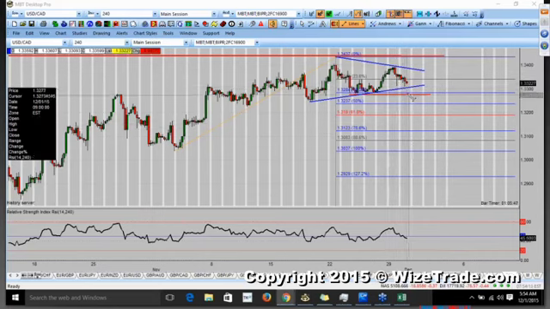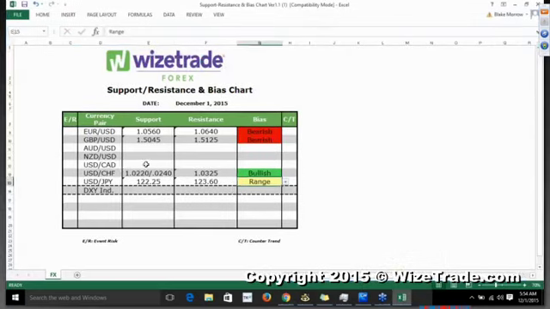So we may be supported right where we're at, but obviously the GDP is going to influence what happens here. Any dip down to 132.70, whatever the lows are here, 132.79, okay. Yeah, 132.80 should be decent support. 1.3280, okay.